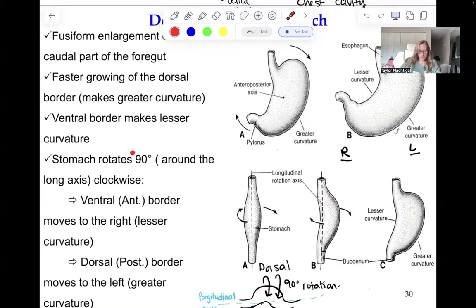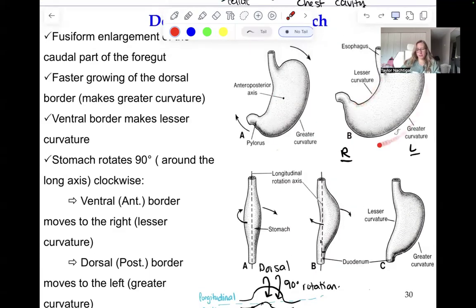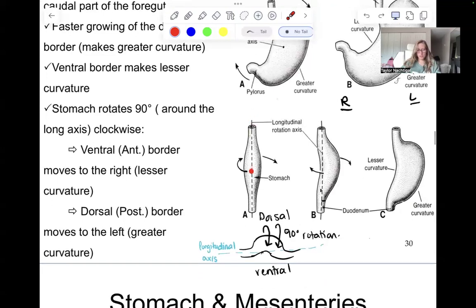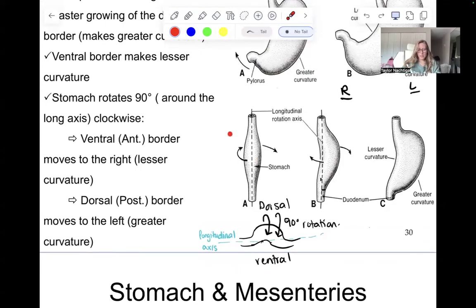Which is what I'm getting to here. The stomach will then rotate 90 degrees so that the anterior border here ends up facing to the medial side of the body, or to the right side, and the greater curvature to the left side. That's what this is showing. So originally we're looking straight on. We have the esophagus, this primitive stomach, also known as a fusiform enlargement. And then it's going to rotate to one side. And as it's rotating, the greater curvature is growing at a faster rate than the lesser curvature. So that's how we end up with this J-shaped stomach.